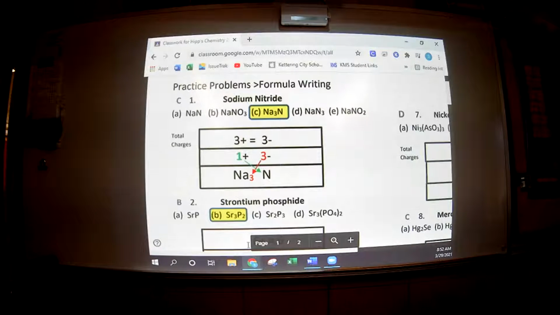Folks, today's really our last day on formula writing. Now as we move ahead, we're going to learn how to actually use the formulas to do important chemistry. But go ahead and open your Chromebooks. We'll take a look at the homework that was due.